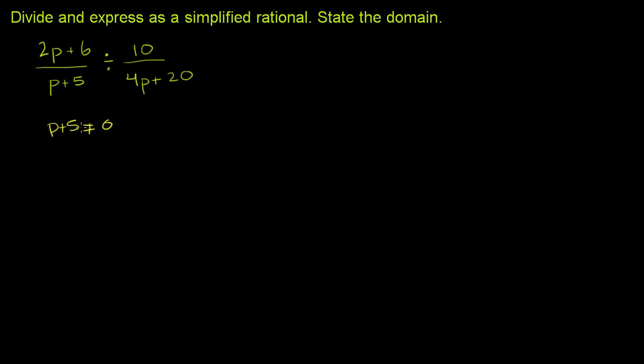If we subtract 5 from both sides of this, I guess we can't call it an equation, we could call it a "not equation," you get p cannot be equal to -5. That's what that tells us.